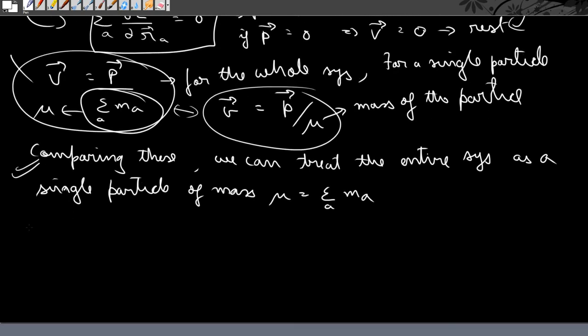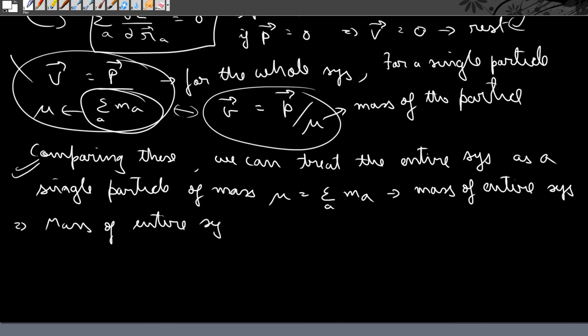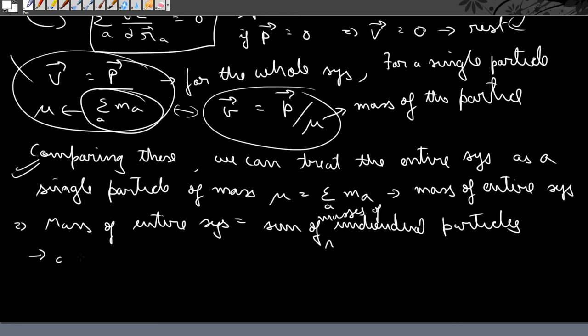Okay, so this implies the mass of the entire system, which we are going to define as the sum of masses of individual particles, which is nothing but the additivity property. Additivity of mass. Okay.